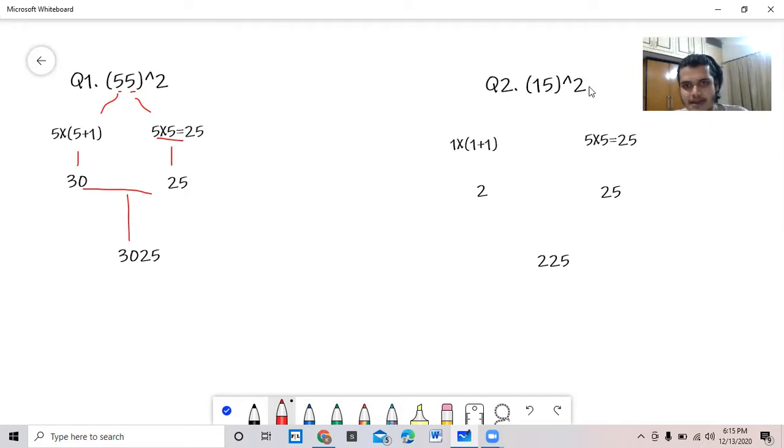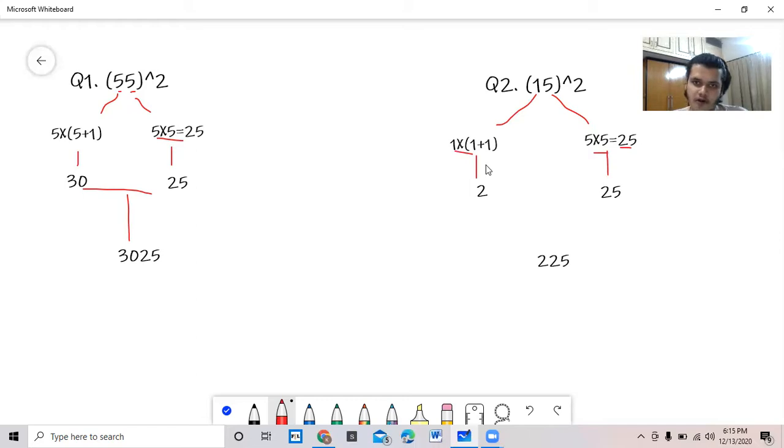The same is the case, that we have 5 as the unit digit, and now we'll be squaring 15. So basically we did the same with this too. We took the unit digit separately, we took the tens digit separately. We multiplied the unit digit by itself, 5 into 5, which is 25. And in the case of the tens digit, we took 1, 1 plus 1, that is 2. So 1 into 2 is 2, and 5 into 5 is 25.